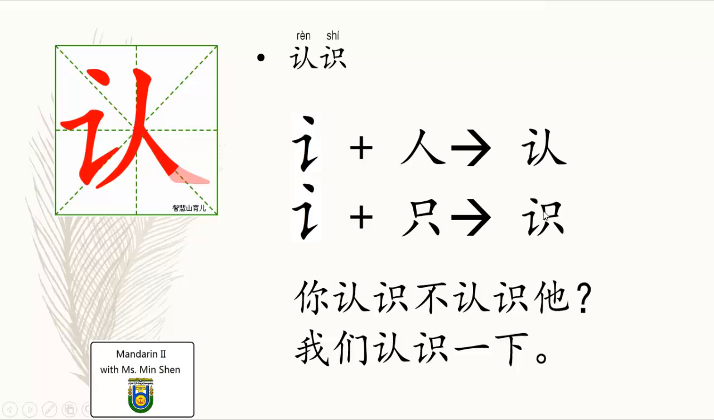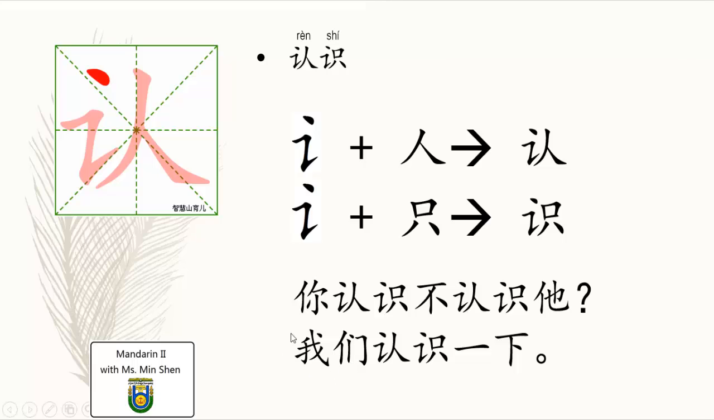Then 认识 the meanings about language and sounds like a 人 sounds like 知 These two sentences 你应该可以念 You should be able to read. Let's read together. 和老师一起念。你认识不认识他 You know him or not?